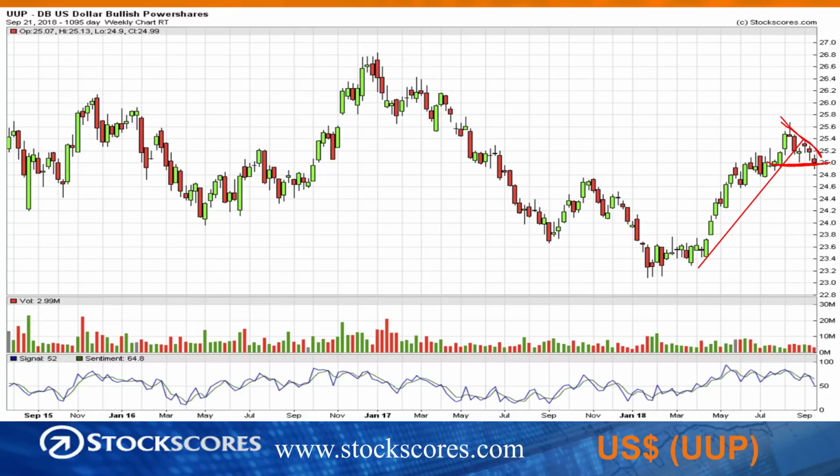And I think if we get a breakdown through this old resistance, which has now become support, it held this week. But if we get a breakdown through that, then I would get a little bit pessimistic and careful with US dollar assets, because we could see some of that value start to go away.